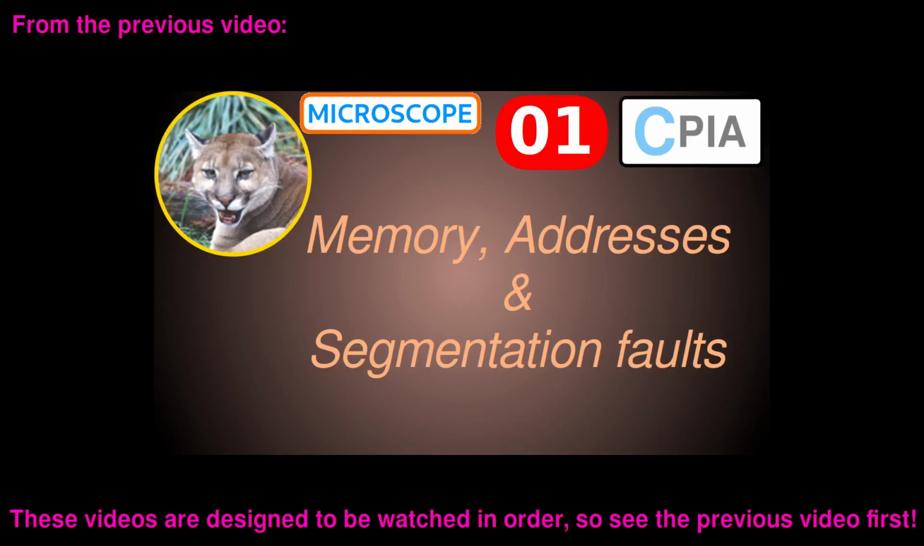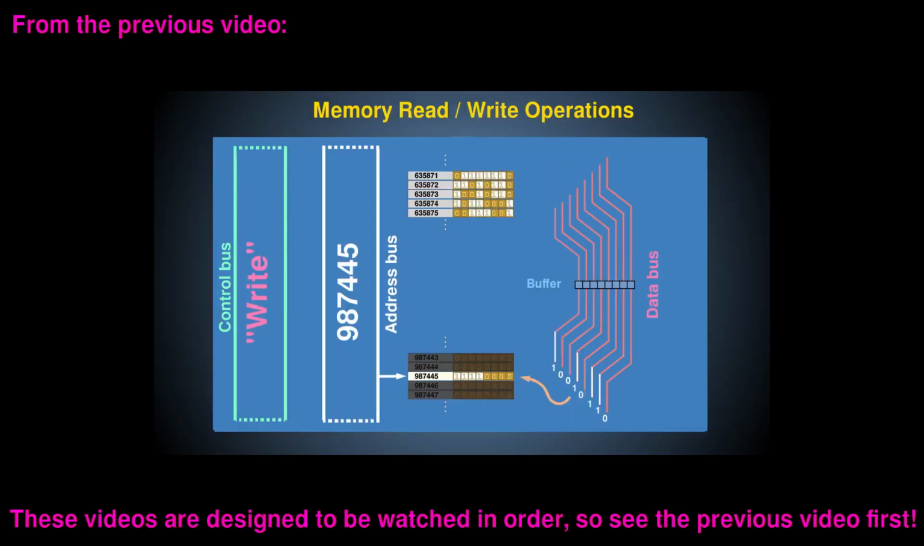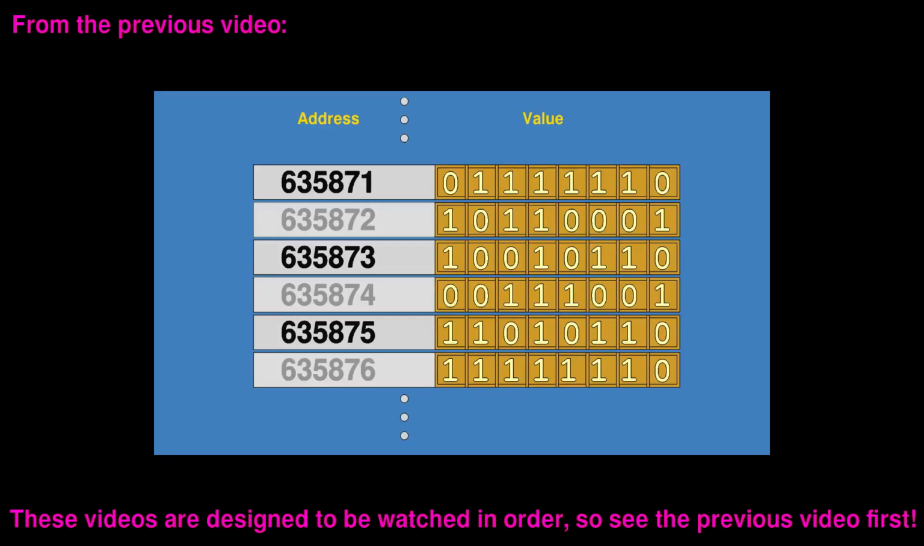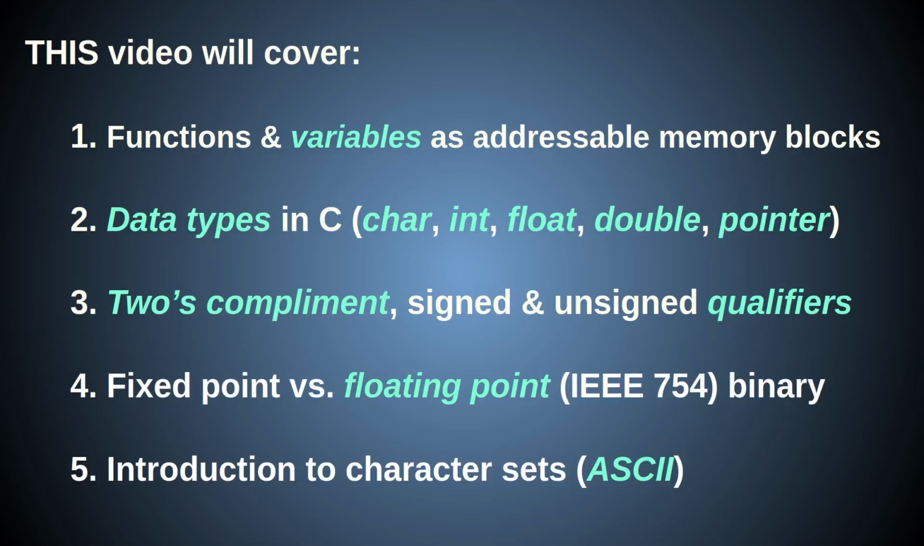In the previous video, I discussed how computer memory is used by a program to read and write information stored as bit patterns at certain addresses. And I briefly introduced the concept that there are different types of data, some of which need more than just one byte to represent them. But I didn't elaborate on that. In this video, I'll go into more detail about those different data types and how they are represented.